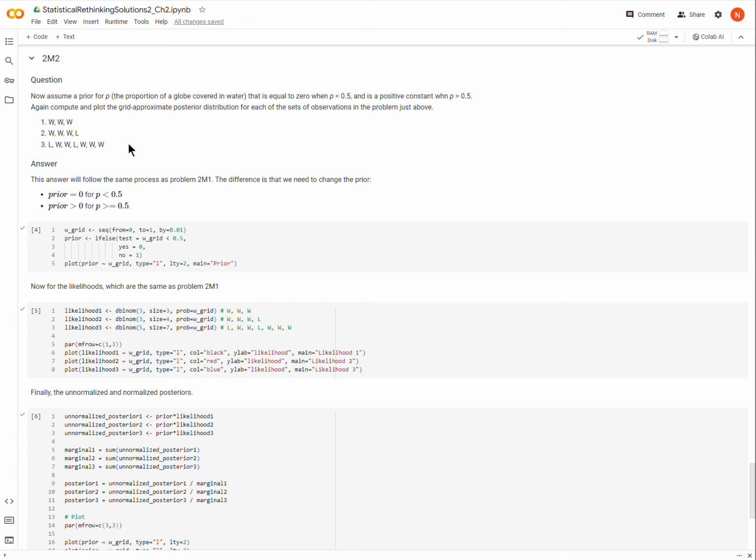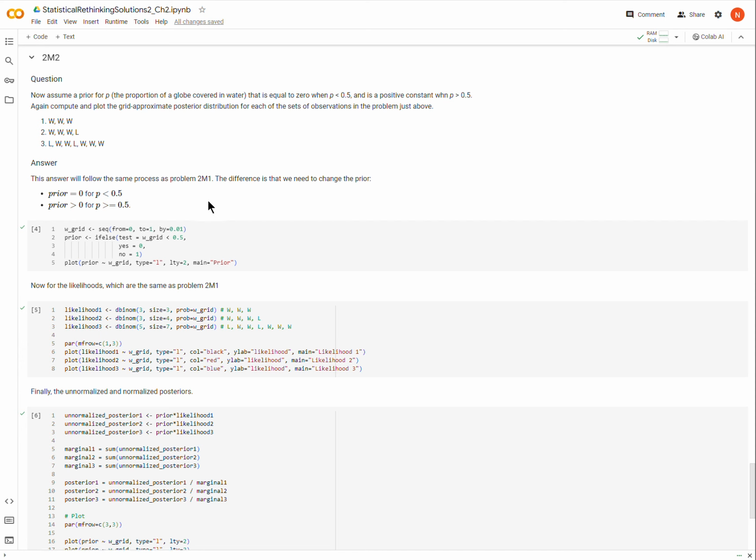So hopefully you understand the setup again. Now, like the question says, we're not assuming a uniform prior. We're saying that for proportions of water less than 50%, we're assuming that that's impossible. But when it's greater than or equal to 50%, then we're going to assume a constant level of belief. So we'll get into that here.